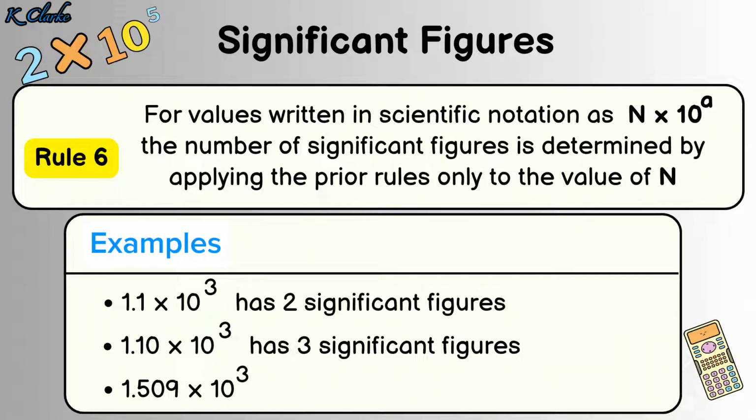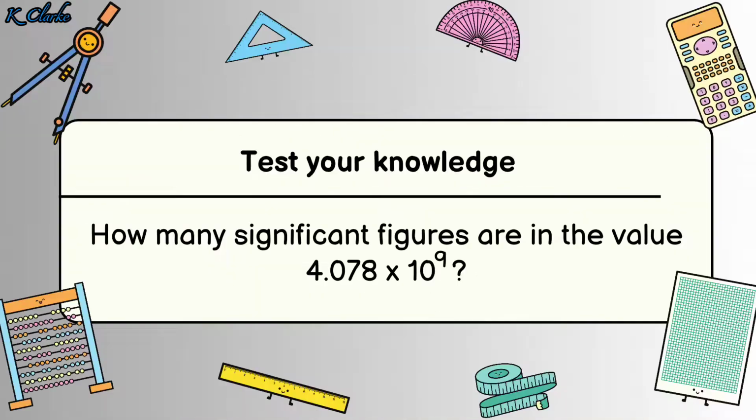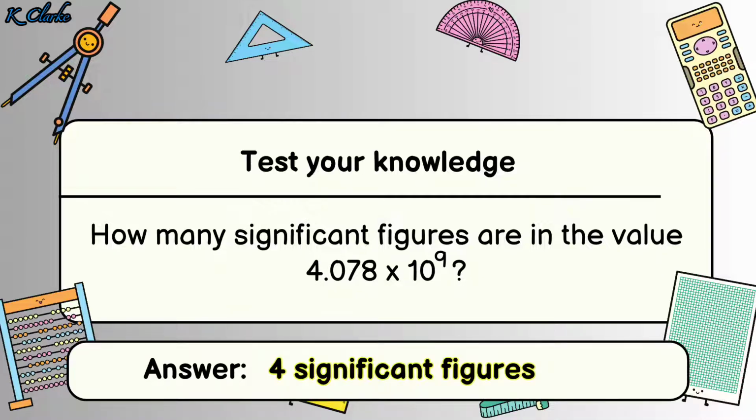1.509 times 10 to the power of 3 has 4 significant figures. Here's a question. How many significant figures are in the value 4.078 times 10 to the power of 9? The answer is 4 significant figures.